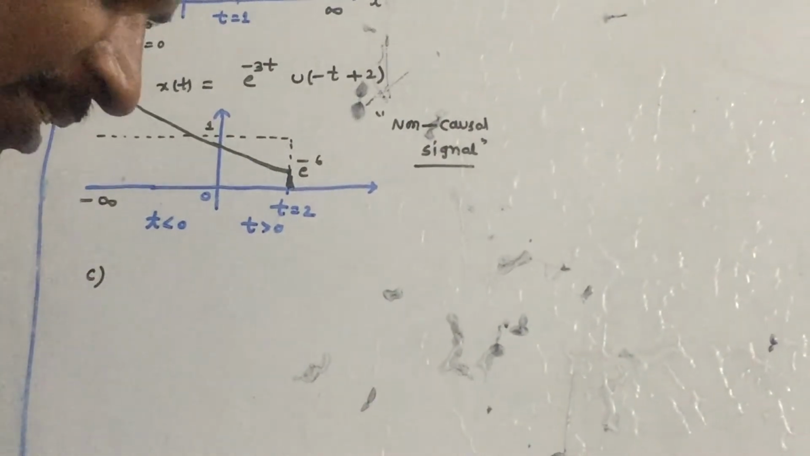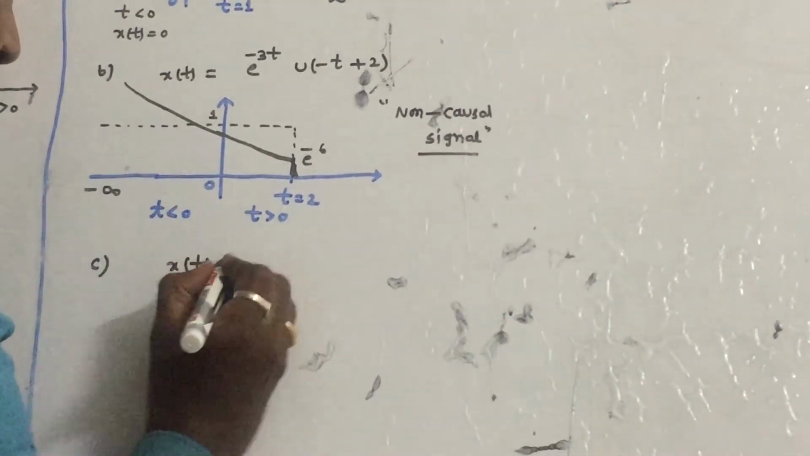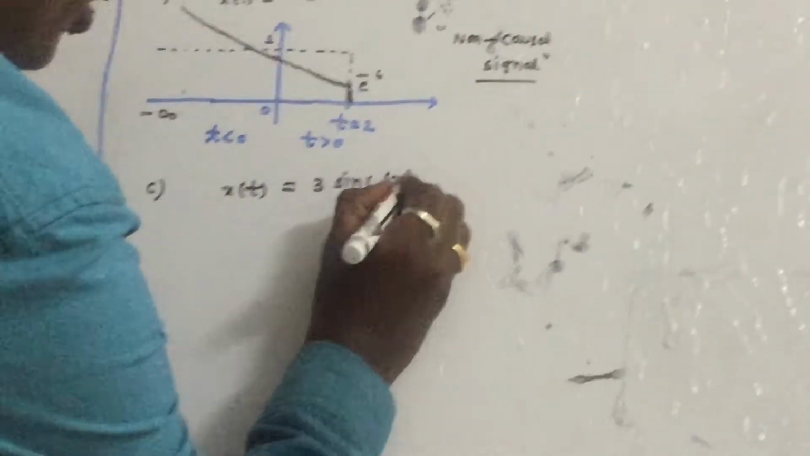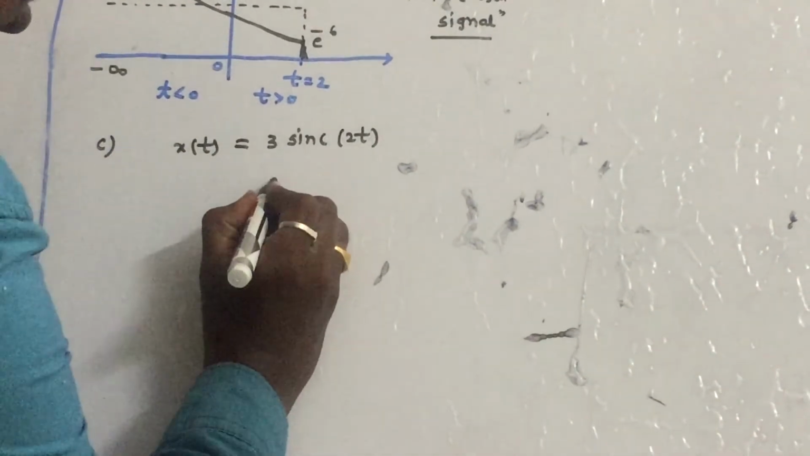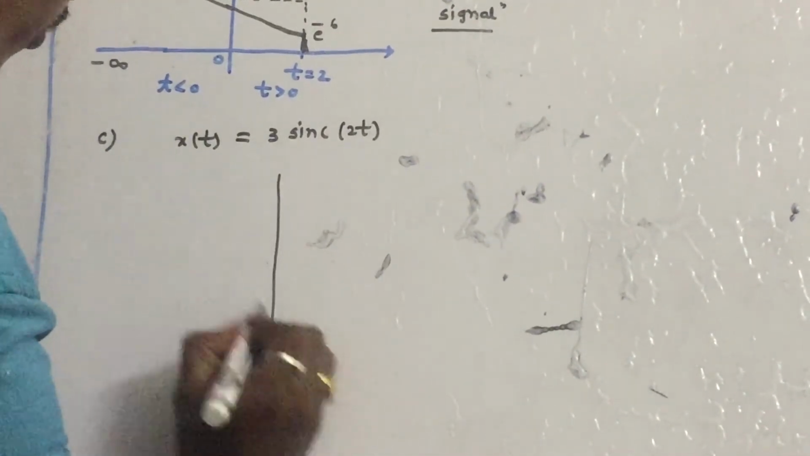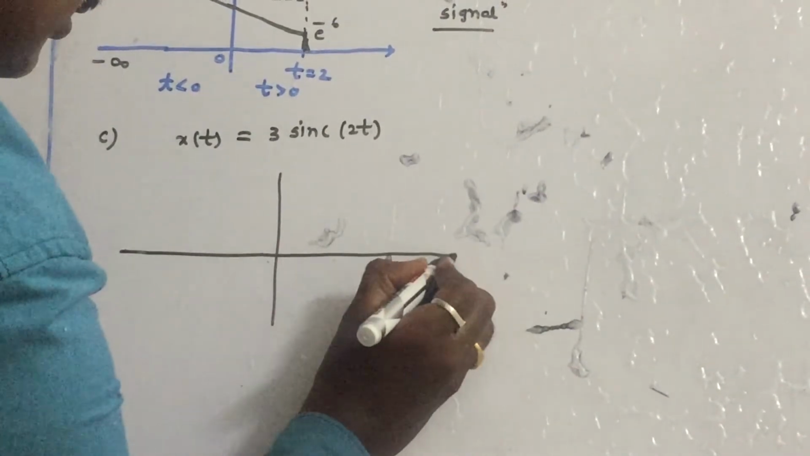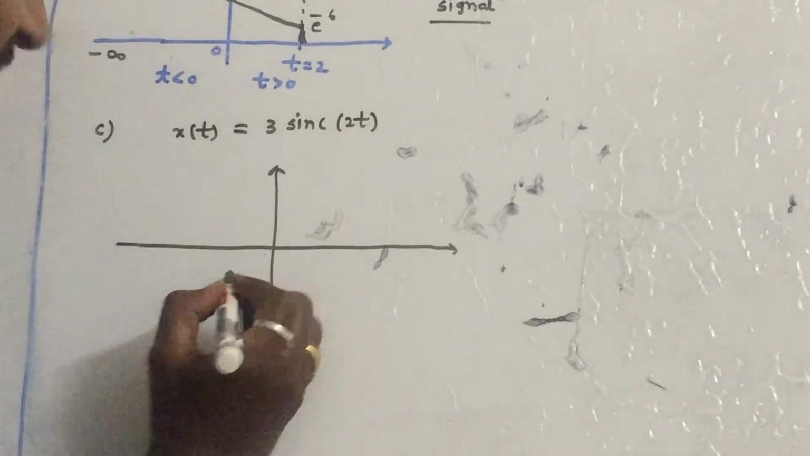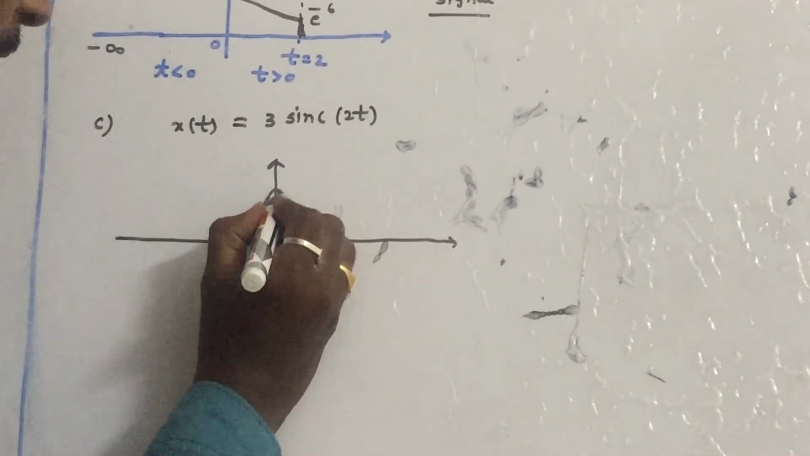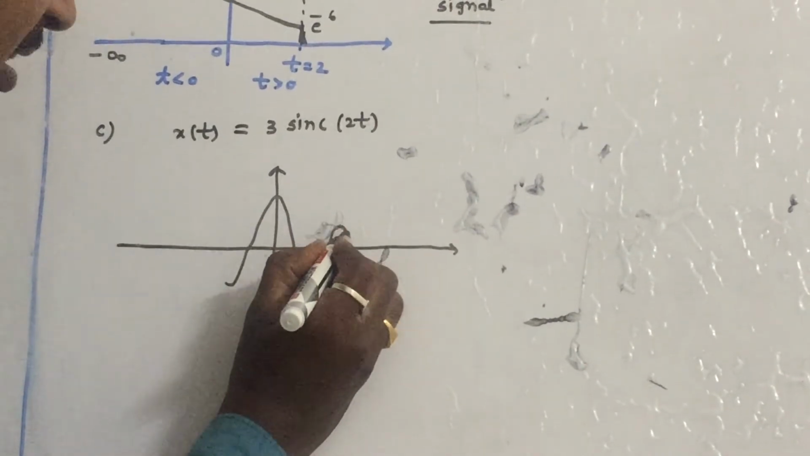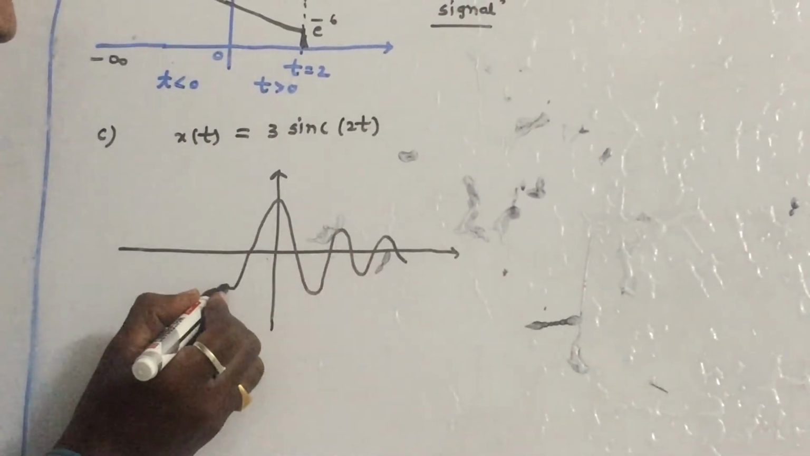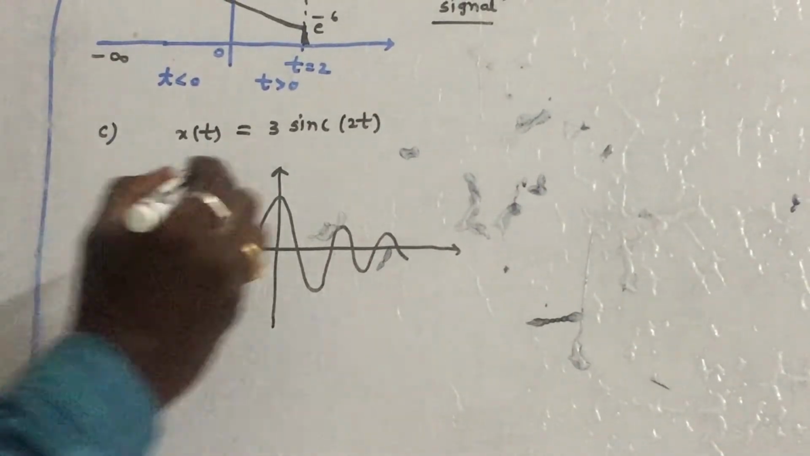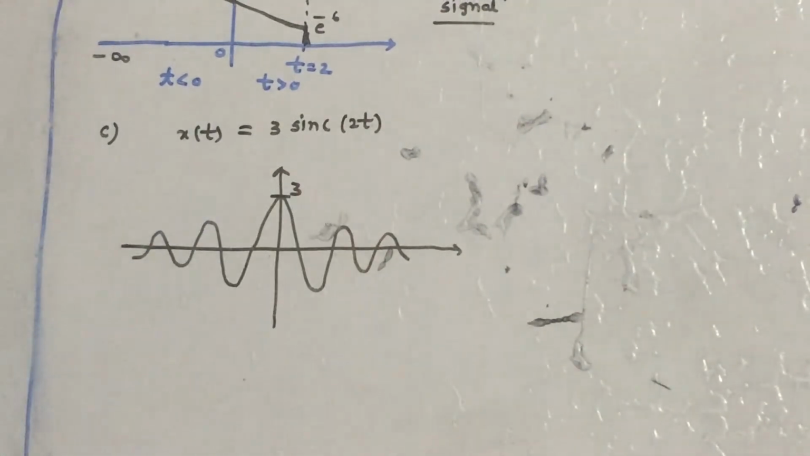Okay, question number C. Let us see. x of t is equal to 3 sinc of 2t. As you know how to draw sinc of t, you know what is the nature of the sinc signal? The amplitude of the sine wave decreases on both sides, as we discussed in basic continuous time signals. So its amplitude decreases on both sides exponentially, of amplitude 3 here.